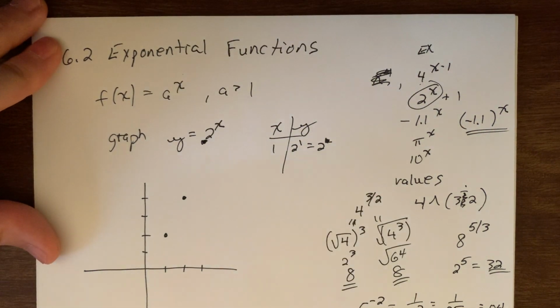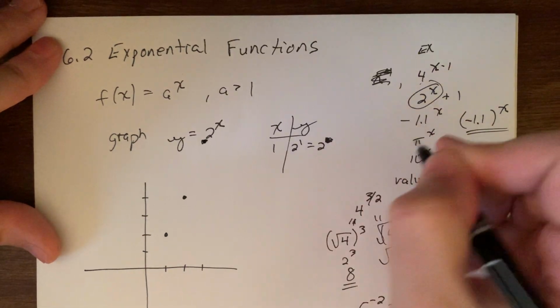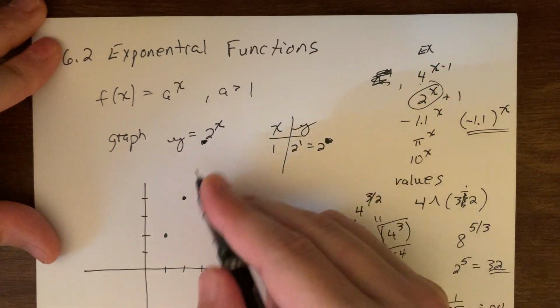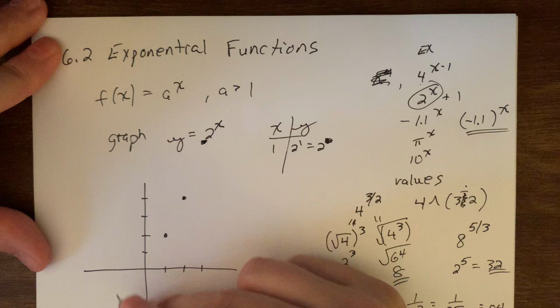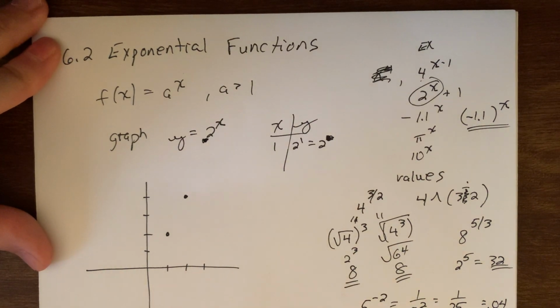So again, just plotting points, that's not a great way. Let's get a few more values on here, so it's not just 3 points, to see a bigger picture. What is the trend? What is this curve doing?